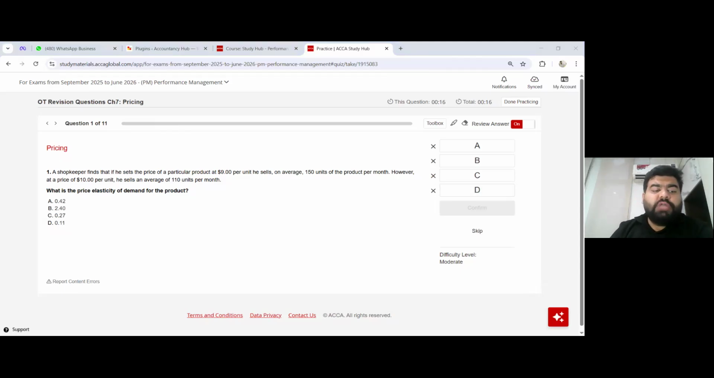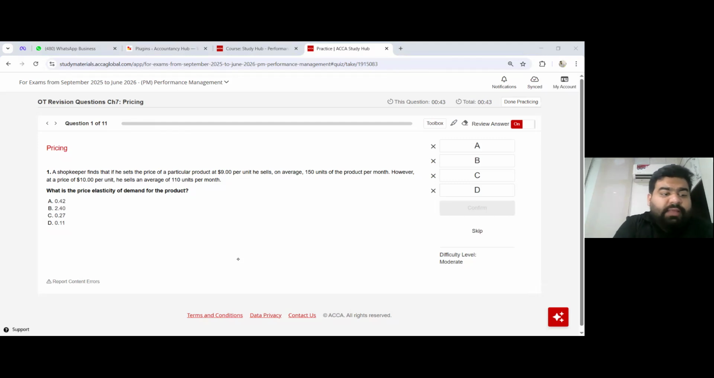We are going to start the Study Hub MCQs practice from study for pricing. First MCQ: a shopkeeper finds that if he sets the price of a particular product at $9 per unit, he sells on average 150 units of the product per month.